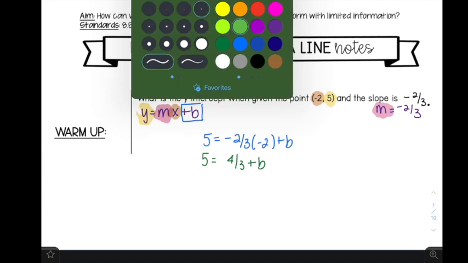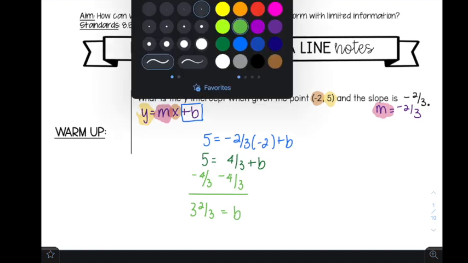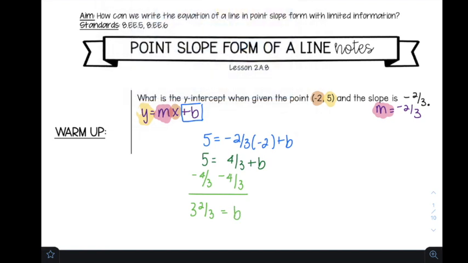We're going to subtract 4/3 from both sides. You can convert it if you wanted to 1 1/3. You're going to be left with 3 2/3 equals b, because remember, we're isolating our variable. So this cancels out and you do 5 minus 1 1/3 or 5 minus 4/3. So your b value is going to be 3 2/3.